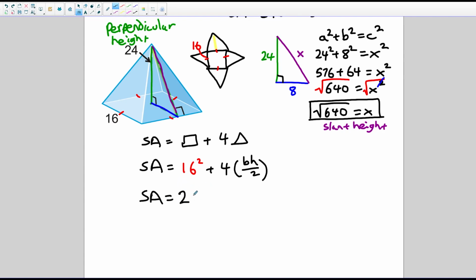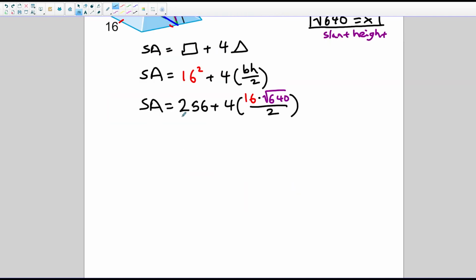16 times 16 gives me 256. When I plug in my base, in this case, my base is 16, and I'm going to multiply this by the square root of 640, and then divide it by 2. So at this point, you could really just put this into your calculator and be done with it. But I'm going to show you how to simplify this a little bit more so it makes your lives a little bit easier working with your calculator.